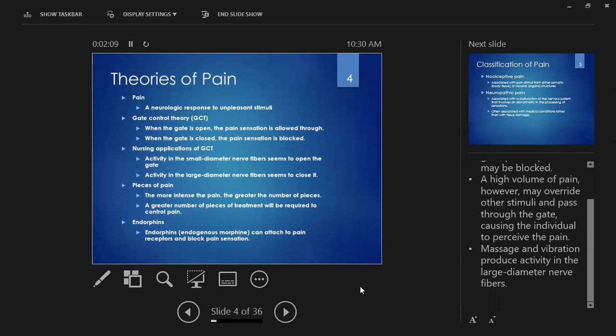Endorphins. I'm sure we've all heard about those wonderful endorphins, right? Endogenous morphine. They can attach to pain receptors and block pain sensation. And so that's something to keep in mind. Endorphins are pumped out when we exercise, right? When he was talking about running into a burning building, you have endorphins. You also have adrenaline that may block pain sensation, right?